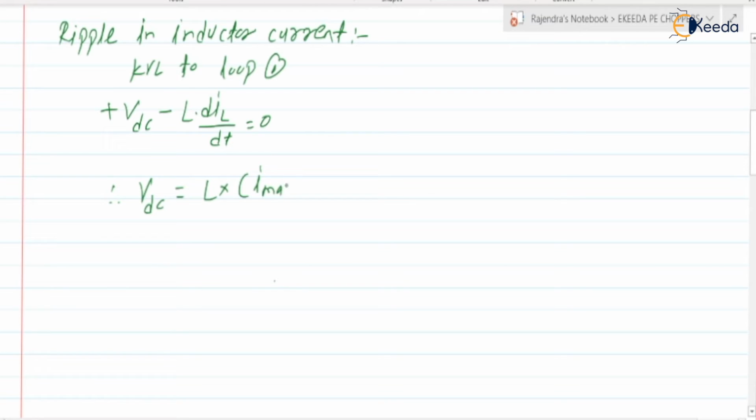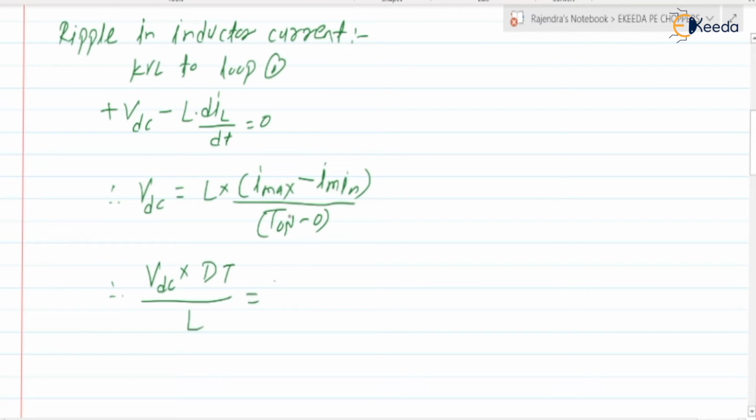So what is the change in inductor current? It is I max minus I min, divided by dt. Dt is nothing but t on minus 0. Therefore VDC into t on, and if we shift this to the other side, dt divided by L is nothing but I max minus I min. And this I max minus I min is nothing but delta IL. Are you getting the point? So it is VDC into dt by L.